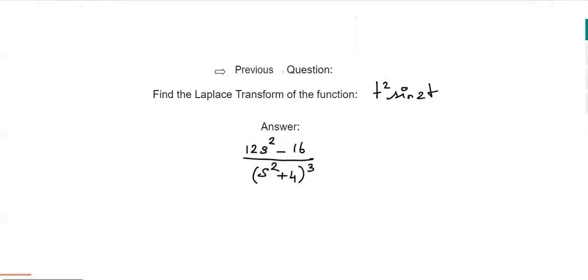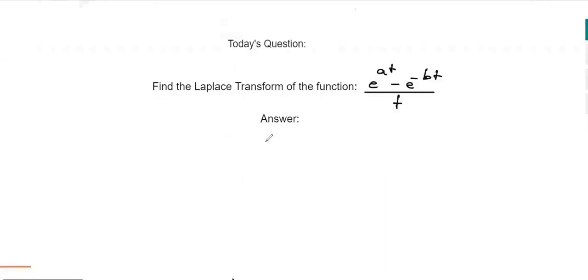The previous question I asked is to find the Laplace transform of the function t square sine 2t. The answer is 12 s square minus 16 over s square plus 4 the whole cube. Today's question is to find the Laplace transform of the function e power at minus e power minus bt over t. Try this question. The answer will be posted in the next video.